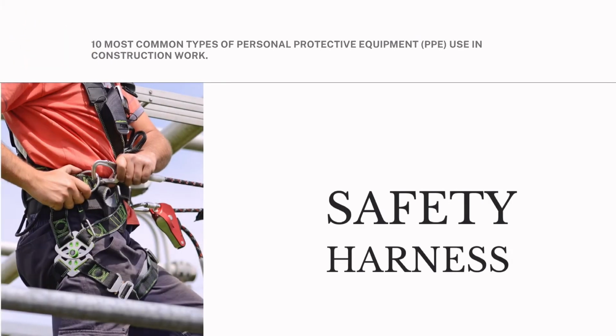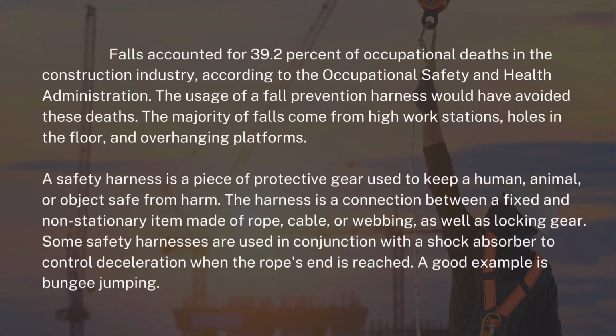Safety harness. Falls account for 39.2% of occupational deaths in the construction industry, according to the Occupational Safety and Health Administration. The use of a fall prevention harness would have helped avoid these. The majority of falls come from heights, wood stations, holes in the floor, and overhang platforms.